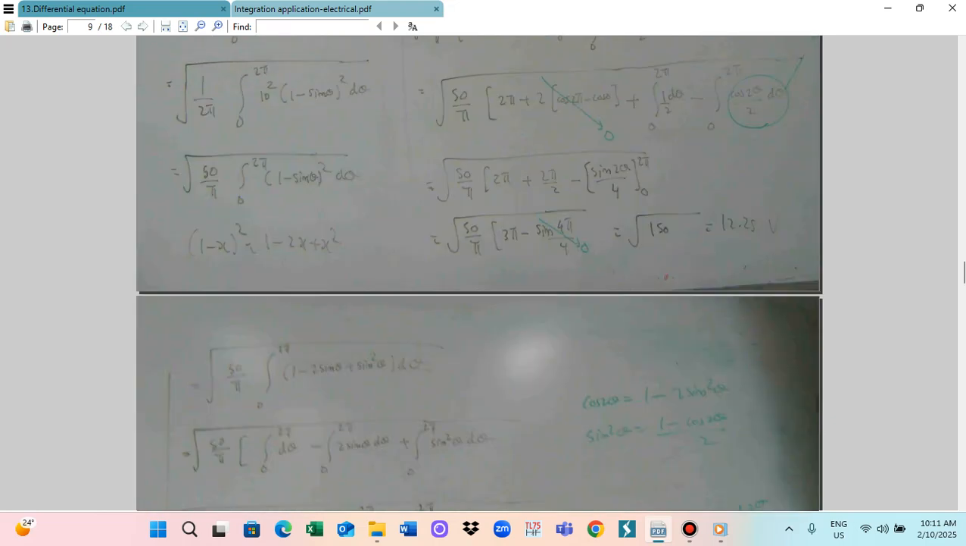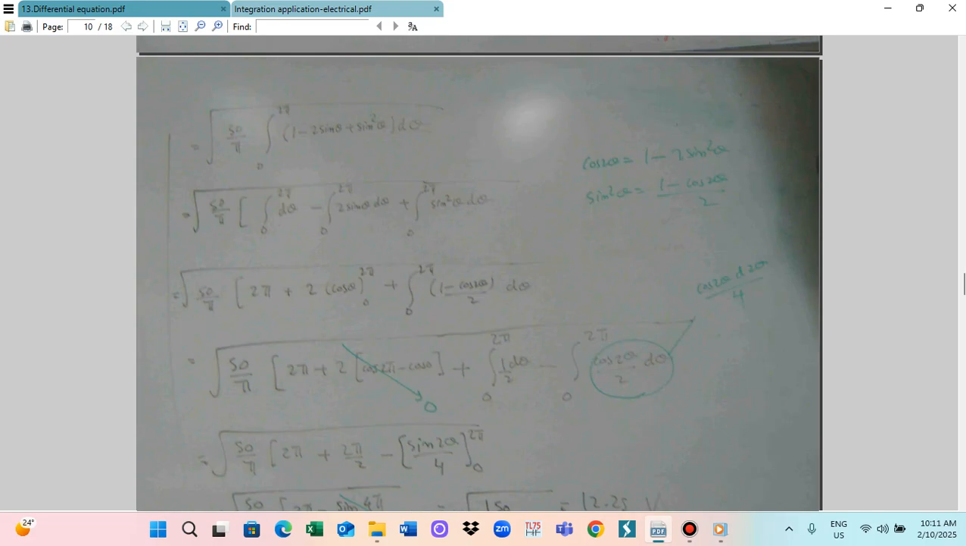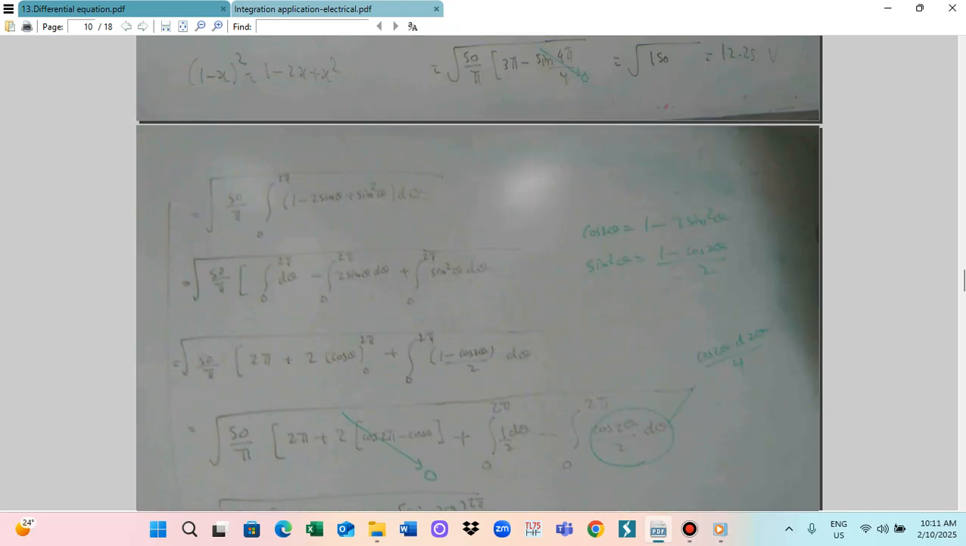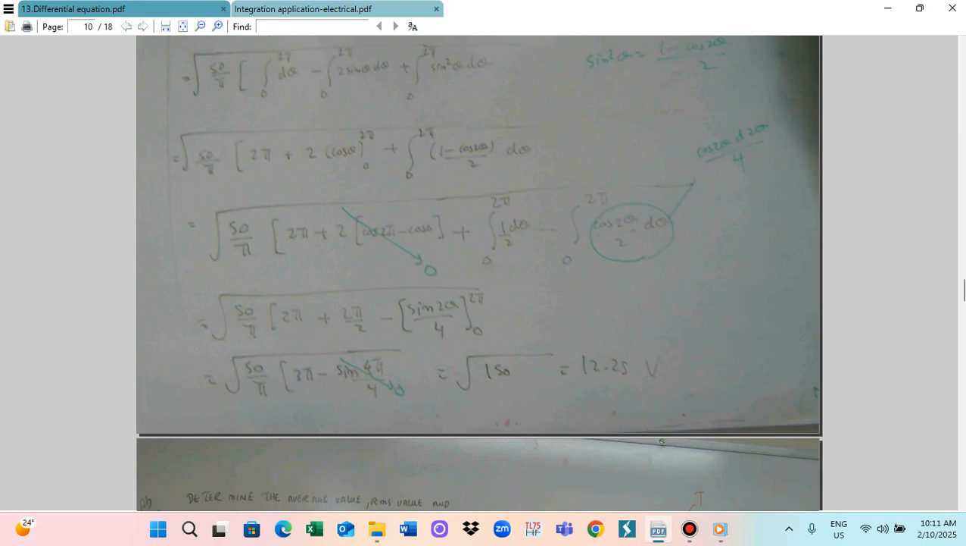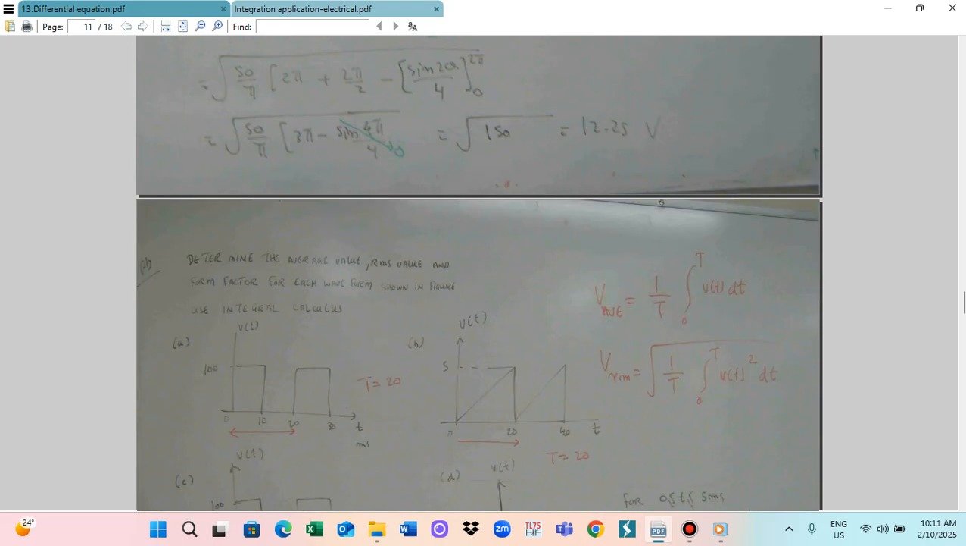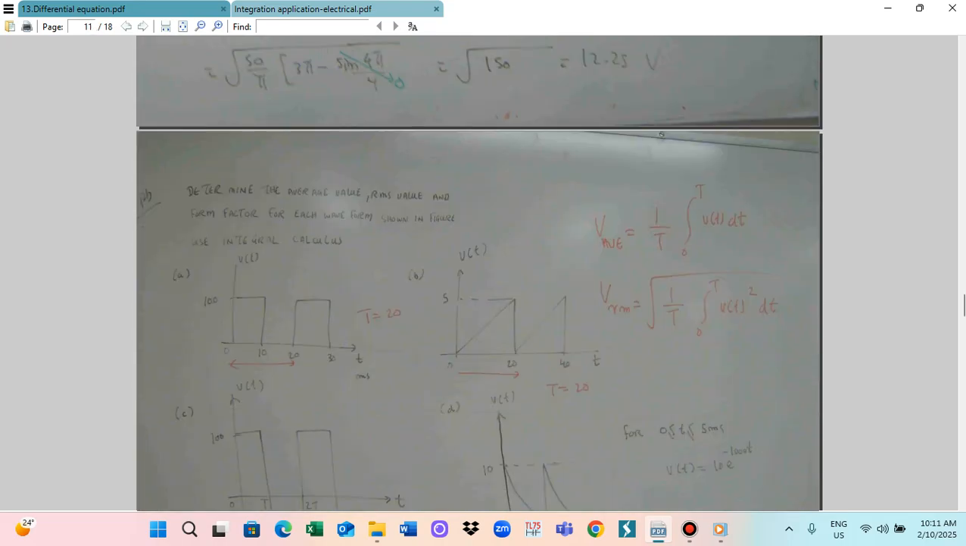So only 3 pi is left. So 50 by 5 multiplied with 3 pi. That will be the final answer: the square root of, pi and pi cancel, so 150. The square root of 150 will be 12 by 25. So this is the RMS value, 12 by 25.